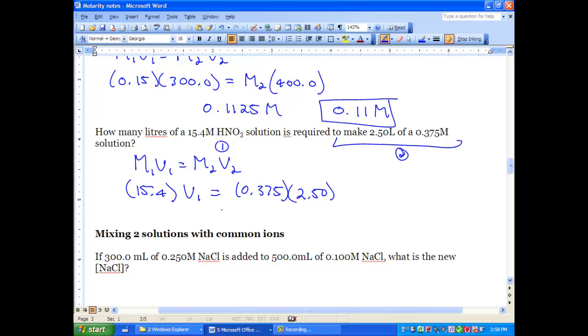So 0.375 times 2.5 divided by 15.4 gives me 0.0608 liters. Now, most of the time you're going to measure out milliliters. You'll be doing that in a lab the next day. So times this by 1,000, you get 60.87 milliliters.